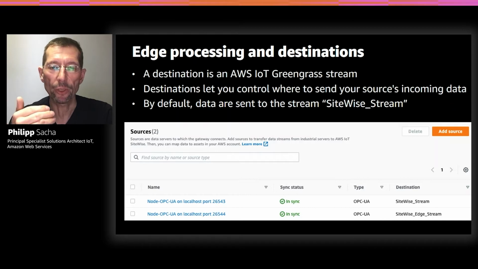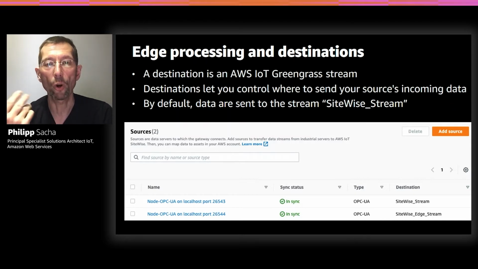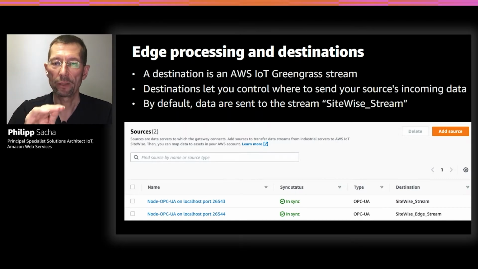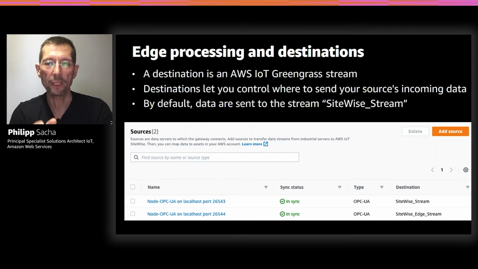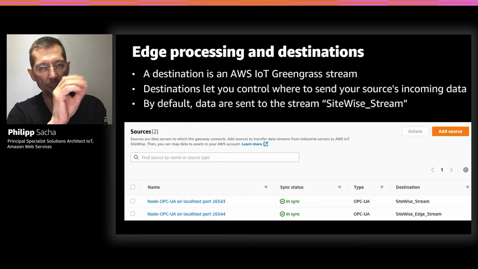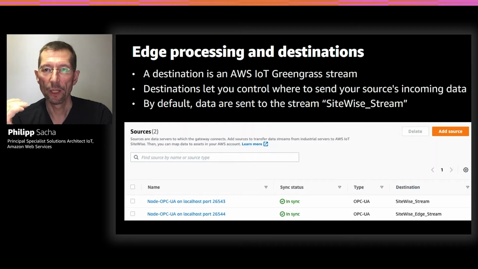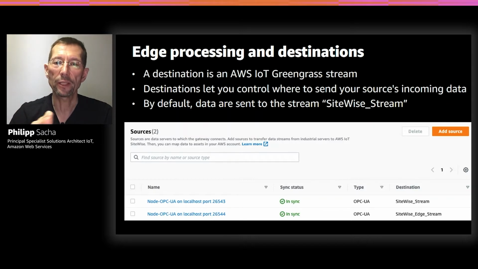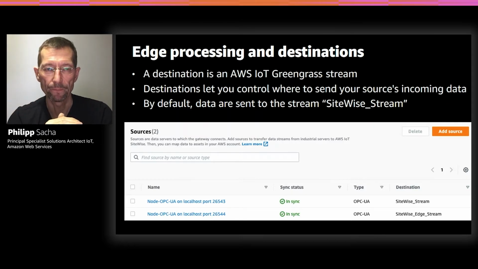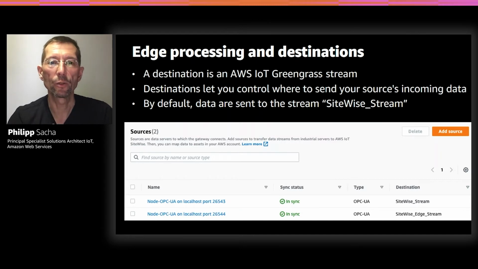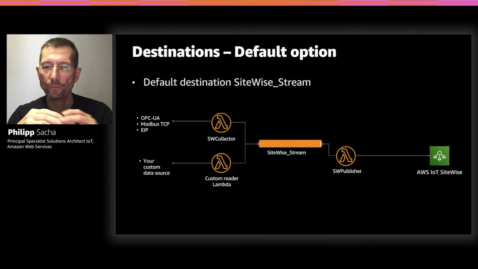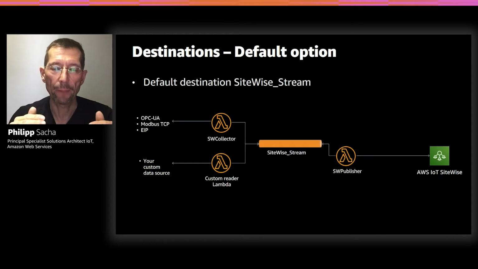In this example here, you can see two data sources, two OPC UA servers. One OPC UA server sends the data to the SiteWise stream. So that means not the OPC UA server directly, but the component from SiteWise that gets the data from your server and sends it to the stream. So in the case you want to do edge processing with AWS IoT SiteWise Edge, you send your data to the SiteWise Edge stream. And now let's take a closer look at the architecture with streams and Lambda functions.